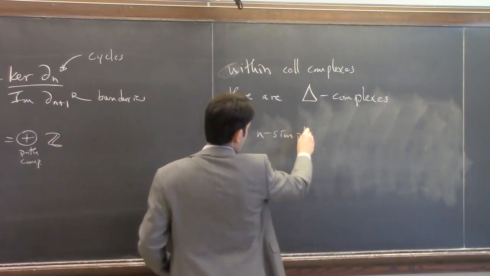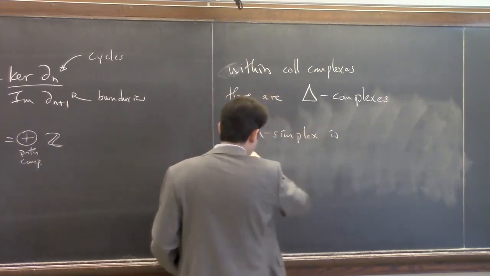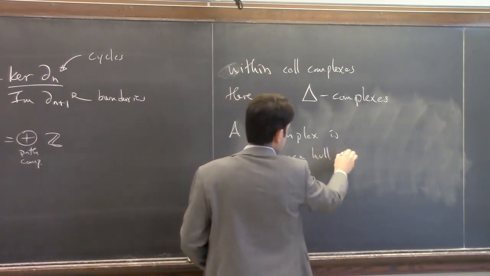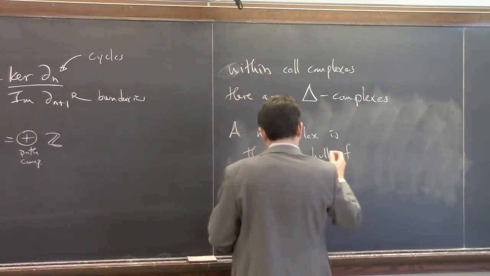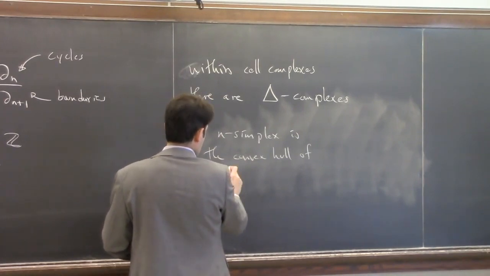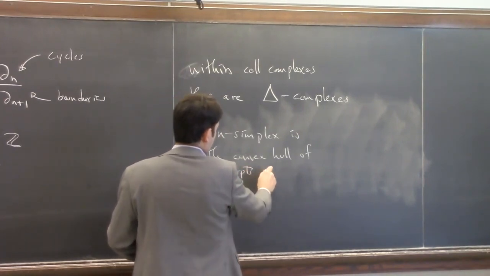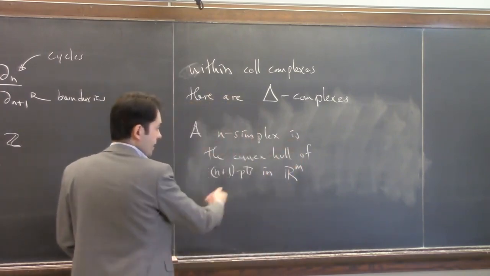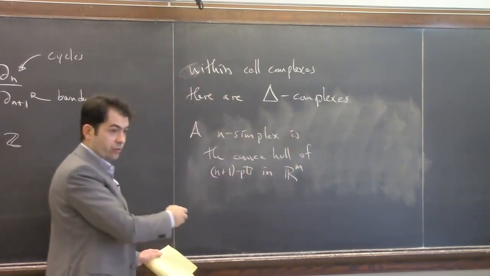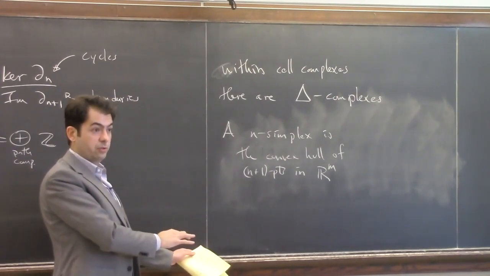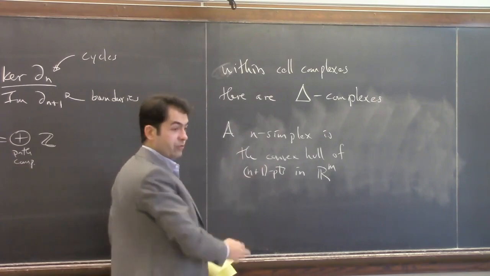An n-simplex is the convex hull of n plus 1 points in some Rm. As long as generically, so as long as the n plus 1 points don't sit inside a smaller dimensional space than they have to, right?